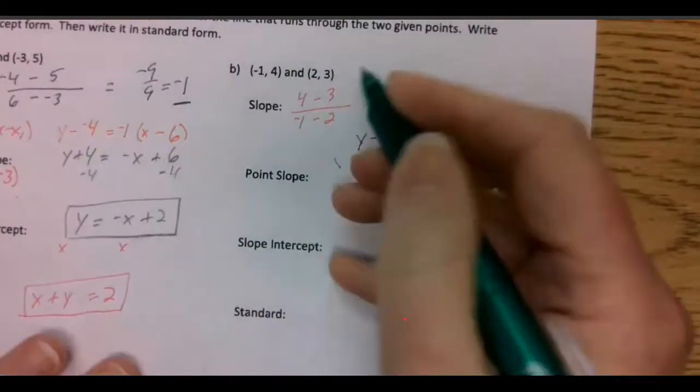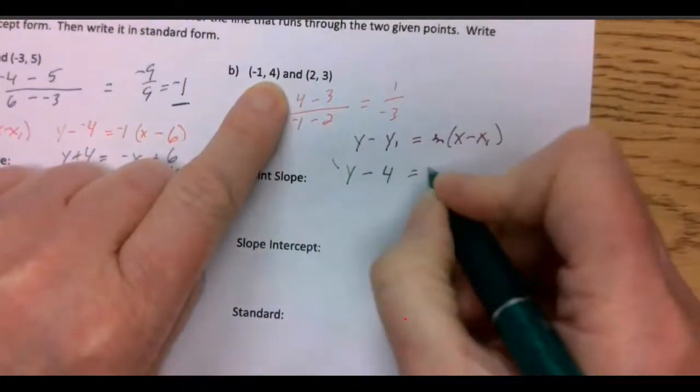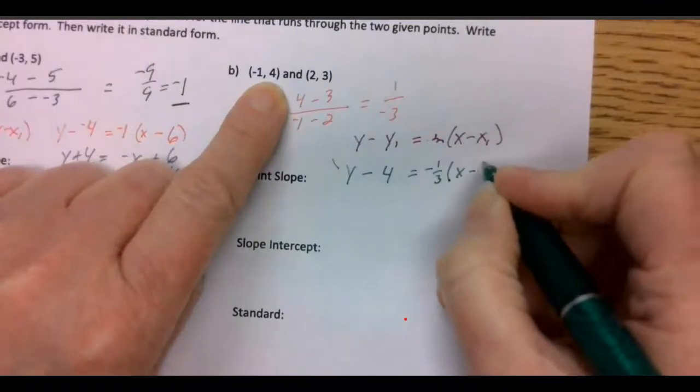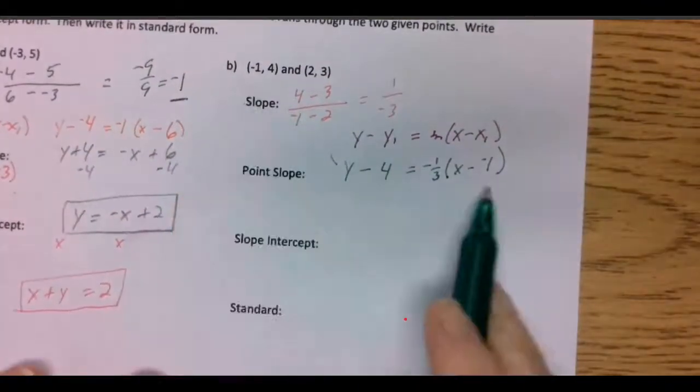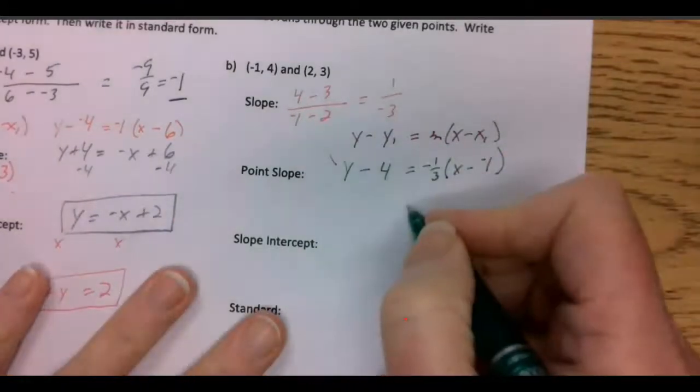y minus y sub 1 is equal to slope times x minus x sub 1. Okay, now we're going to plug in: y minus a y value is equal to slope times x minus an x value. This one turned out pretty well because of what it's going to be multiplied by, so no big deal.